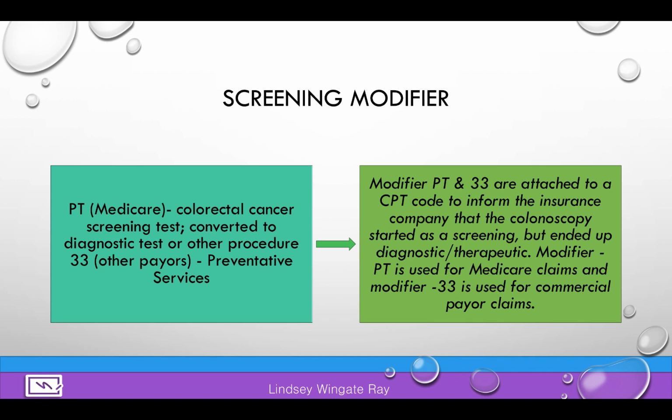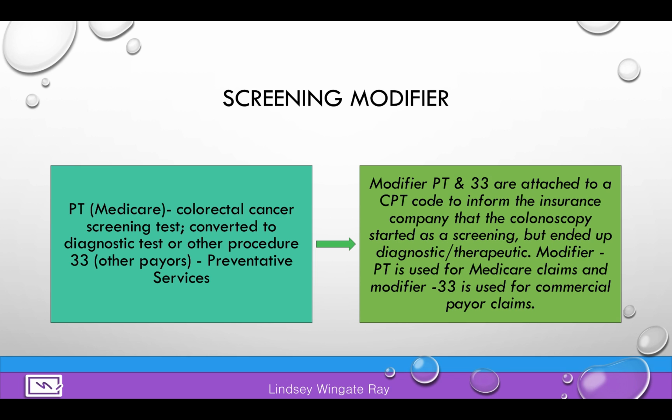Finally, for screening colonoscopies, there are specific modifiers if a screening colonoscopy turns into a surgical colonoscopy. For Medicare, if the colorectal cancer screening is converted to a diagnostic procedure, such as a polypectomy, biopsy, etc., you will use a PT modifier on the colonoscopy code, and you will not use the G screening code. For other payers other than Medicare, you will use the 33 modifier.